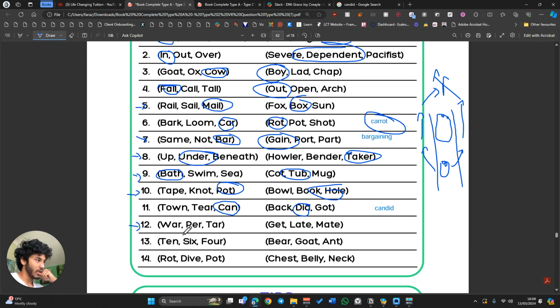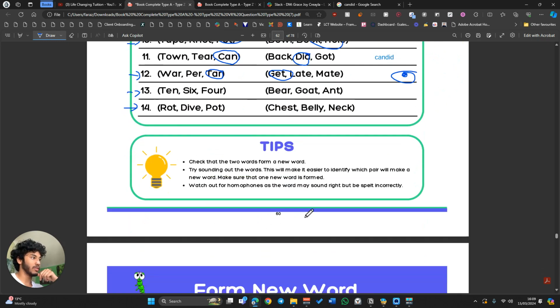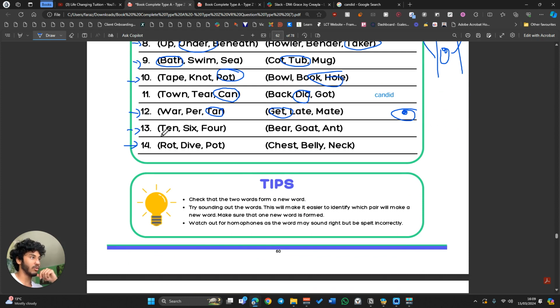So question 12. Warget, warlate, warmate, perget, perlate, permate, target. Target like an arrow. Question 13 and question 14, we'll finish these off. So ten bear, ten goat, tenant. So a tenant, for example, if you're a landlord and you've got tenants in your house, so someone who's renting from you, that'll be question 13.